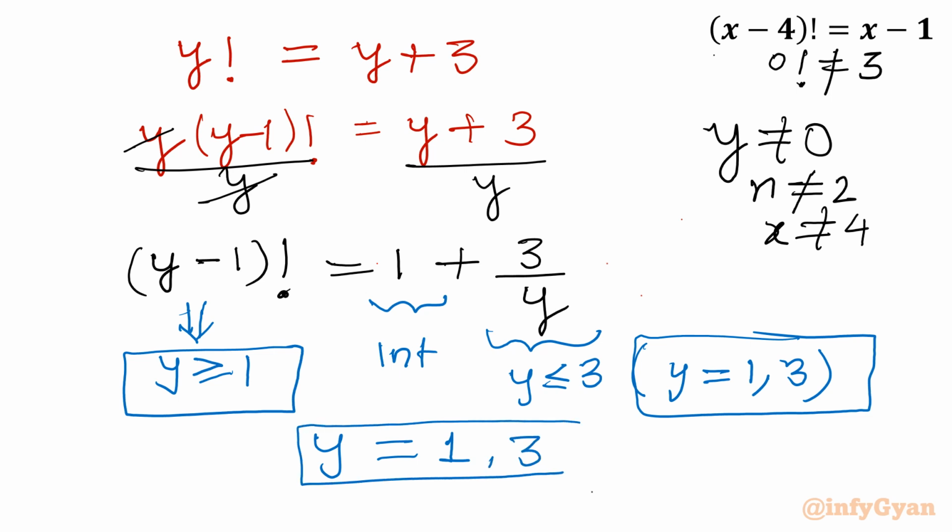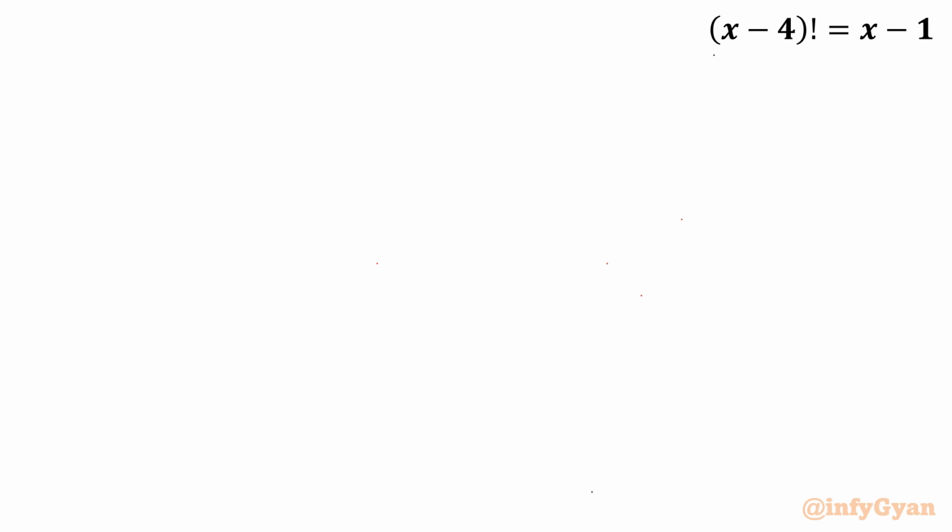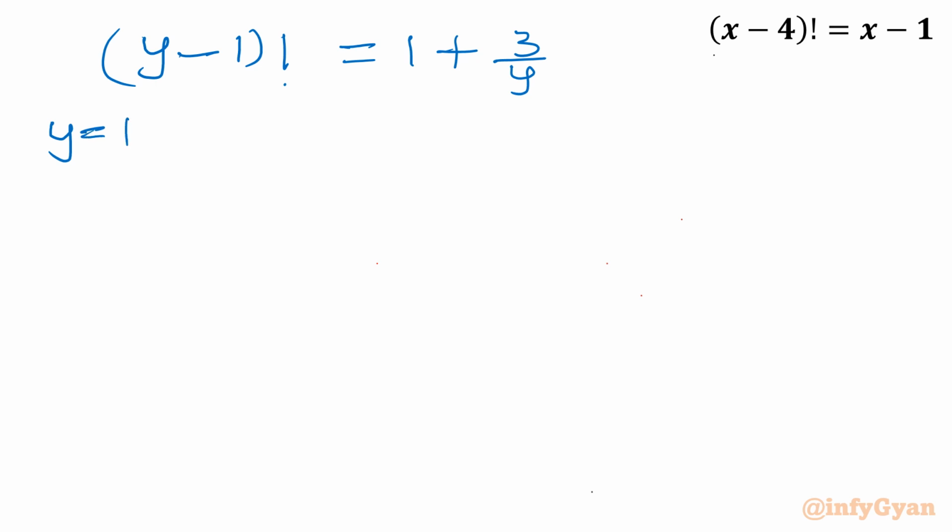Let's cross check these y values. I will be writing (y − 1)! equal to 1 + 3/y. For y equal to 1, see, 0! equal to 1 + 3/1. 0! is 1, and 1 + 3 is 4. Is this true? No. So this cannot be our solution.